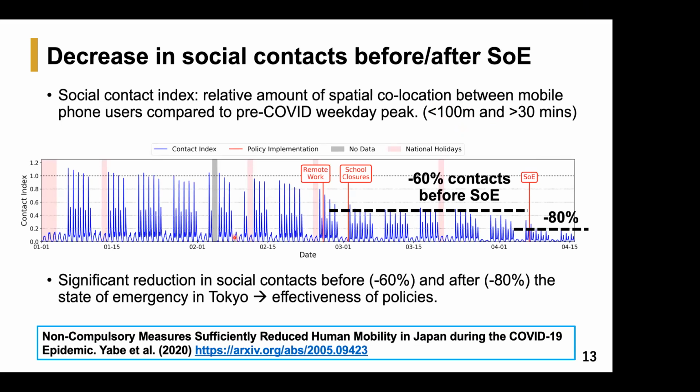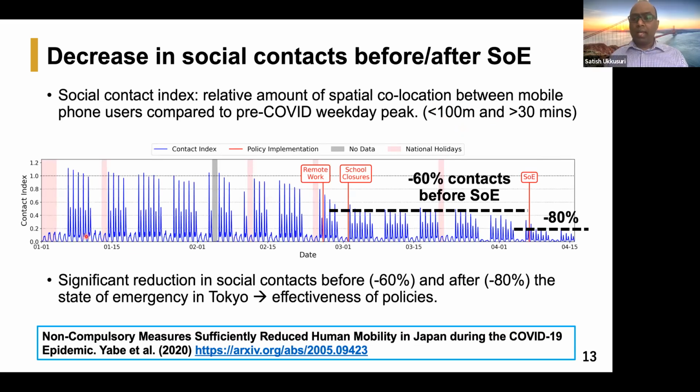So what we can see here is that the contact index, as defined here, reduces by about 60% before the state of emergency. Even before the state of emergency was issued, you can see that there's a reduction of about 60%, right? So this is across the city. This is not for any specific activity. It's not for schools or malls, but it is across all of these different activities. And after the state of emergency was issued, these contacts reduced by almost 80%.